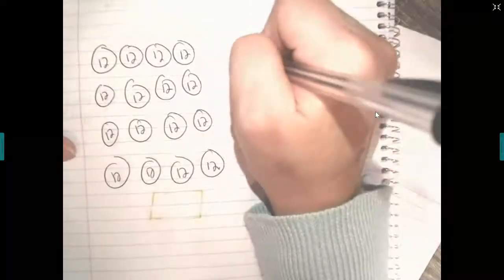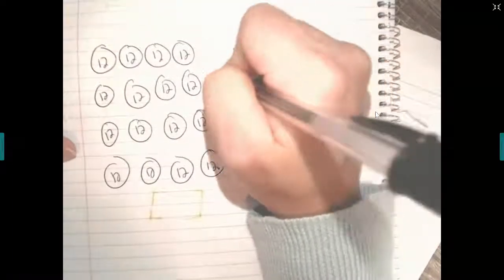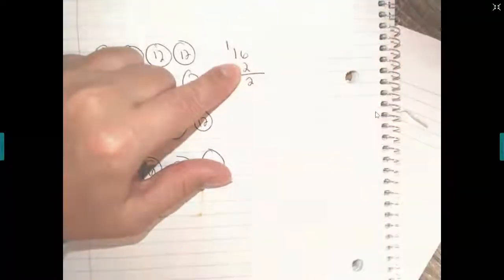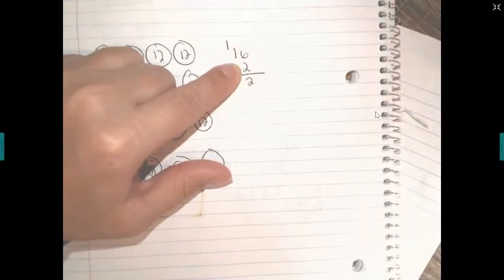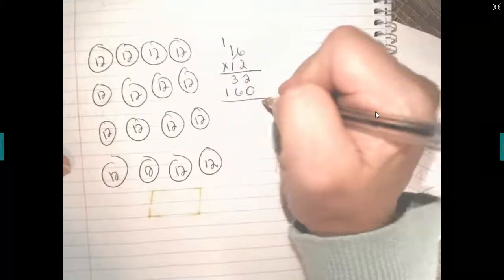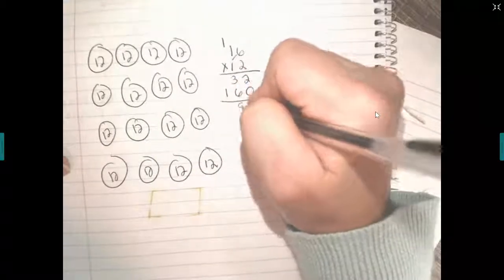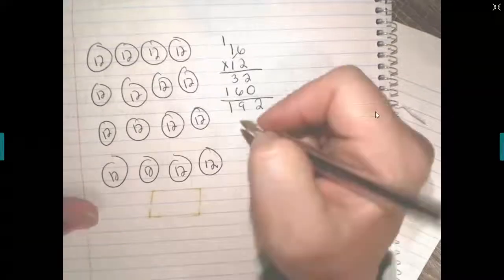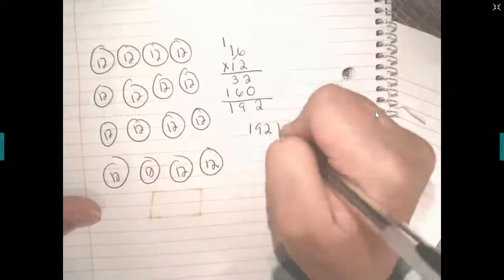Okay, so an equation that we could write would be 16 times 12. And then we're going to solve it. So 6 times 2 is 12. Carry your 1. 1 times 2 is 2, plus 1 is 3. So our first number is 32. Add your magic 0. 1 times 6 is 6, and 1 times 1 is 1. Add those together. 192. So there were 192 birds.